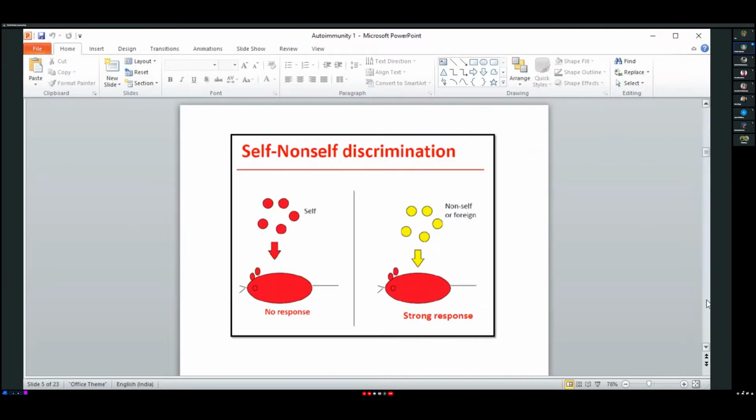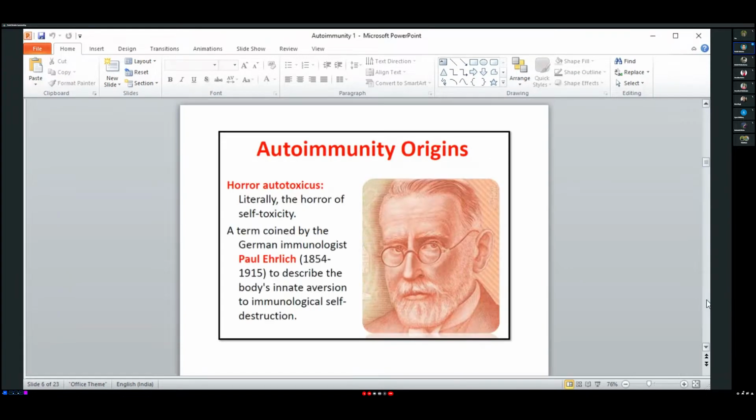So you can see that in this picture, we have already discussed that in a normal person's body there should never be any destruction of self antigens. Unfortunately, a person who is having those abnormal self antibodies which detect self antigens and harm those self antigens, in them autoimmunity develops.